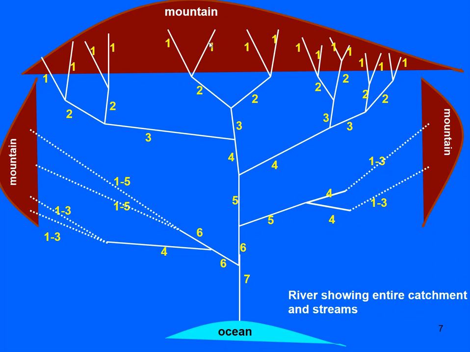You can see here, there's a confluence of a 1 and a 1 to form a second order stream. You always have to have 2 first order streams to form a second order stream. What does that mean in reality? You're going to see later on, it means that second order streams are going to be bigger.